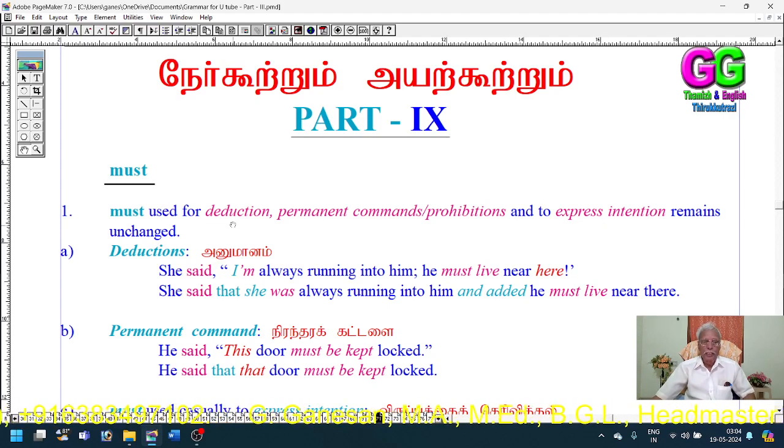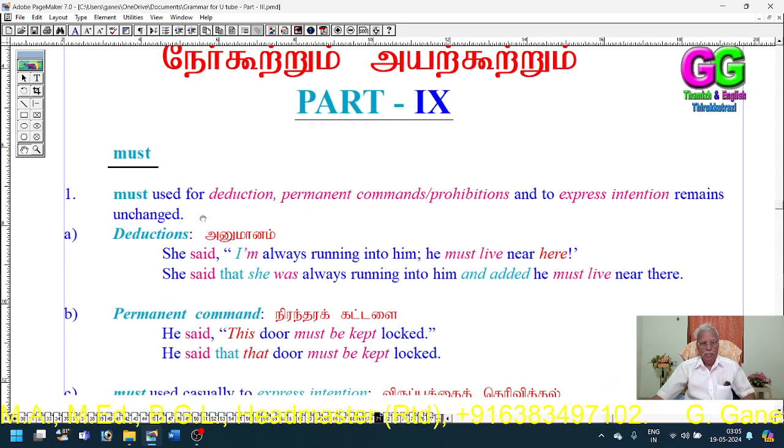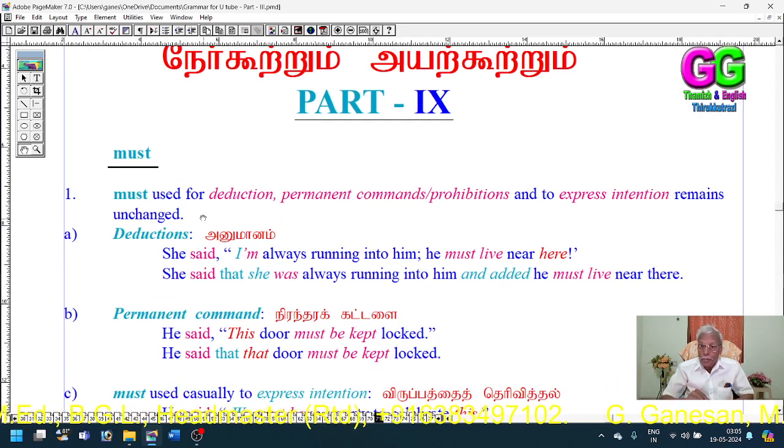Must used for deduction, permanent commands, prohibition, and to express intention remains unchanged. That is, when must is used to refer to deduction, permanent command or prohibition, or to express intention, must is normally kept unchanged.